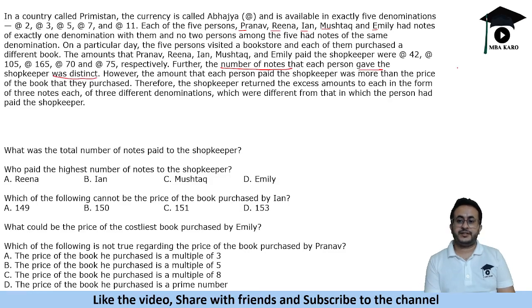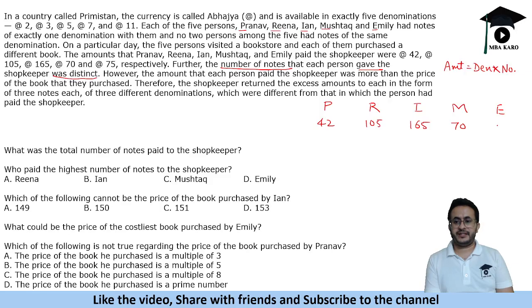So basically the amount is the denomination into number of notes. Okay, so these are 5 people, P, R, I, M, E. The amounts with them are given as 42. So we'll write a bit spaced apart so that we can write the cases also. So the persons have 42, 105, 165, 70 and 75.